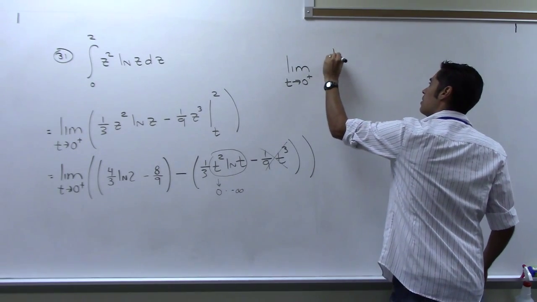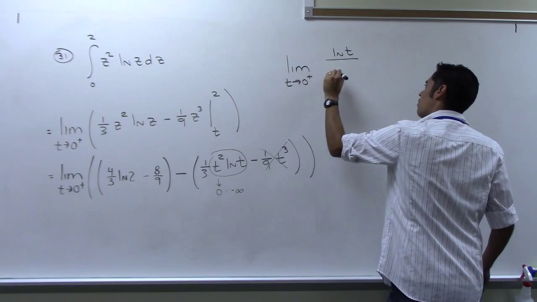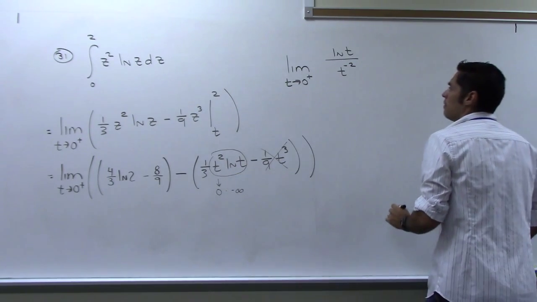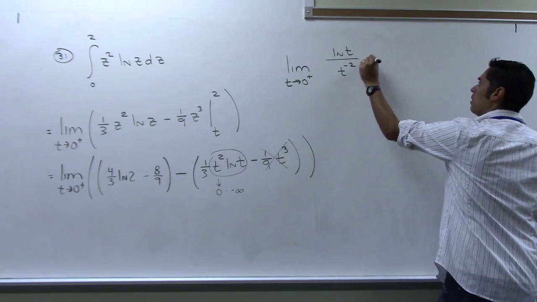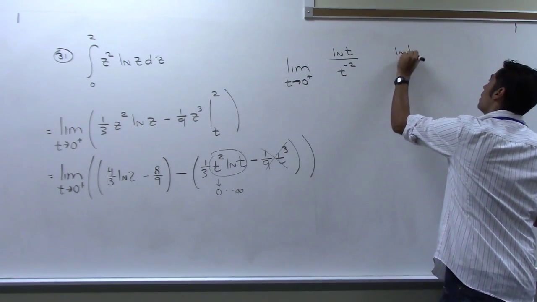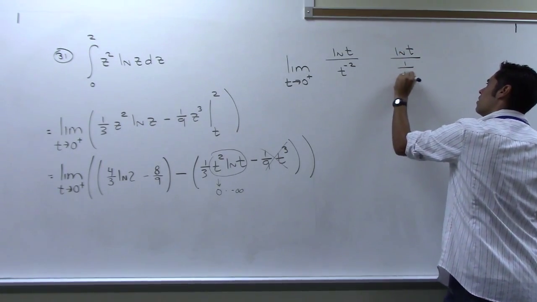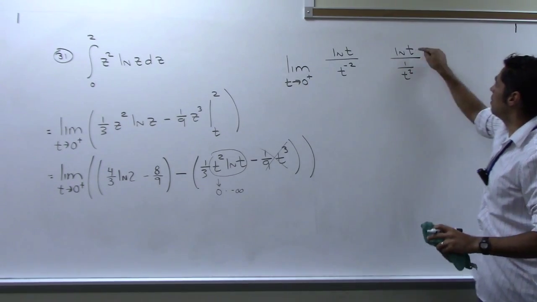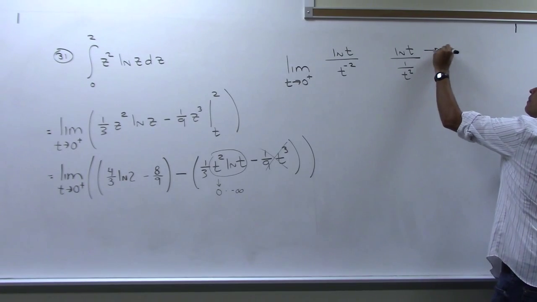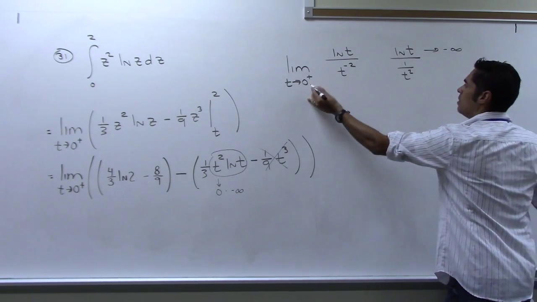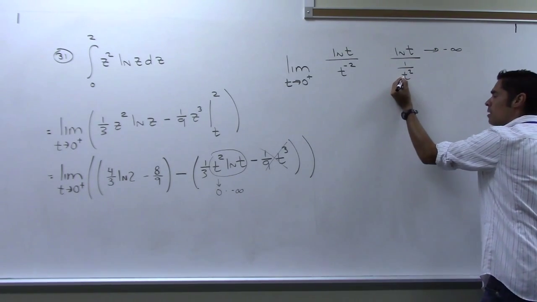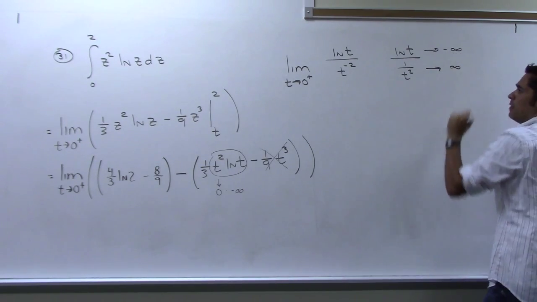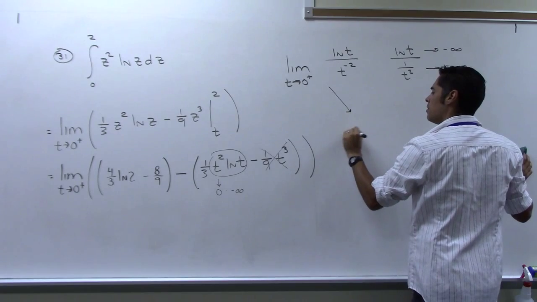I'm going to rewrite that as natural log t over t to the -2. So I drop the t squared down. And remember that that's really the same as natural log t over 1 over t squared. And now, as t goes to 0, we said the top goes to negative infinity. And the bottom, as t goes to 0, you get a fixed number over 0. That goes to infinity also. So you get infinity over infinity. So I can use L'Hopital's rule on this.